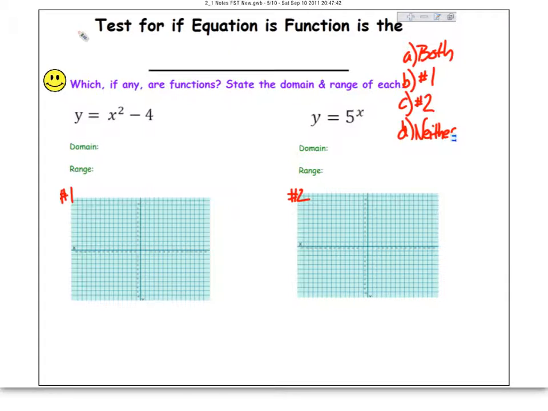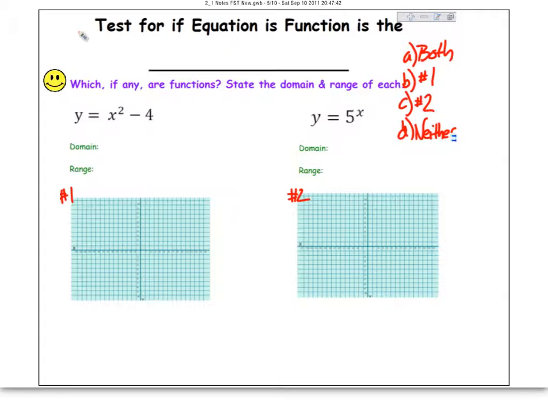And they're going to say, is this a function? Well, if it passes the vertical line test, meaning if I draw all the possible vertical lines anywhere on this graph, it can only cross in one spot. If it crosses any more than one spot, it will fail the vertical line test and will not be a function. This is fine. So is this one a function? Yes, it's a function.